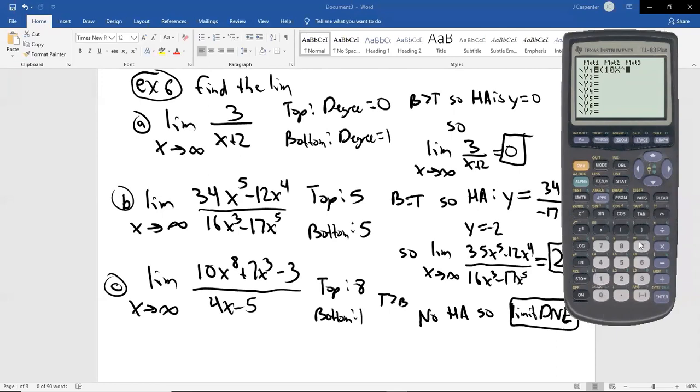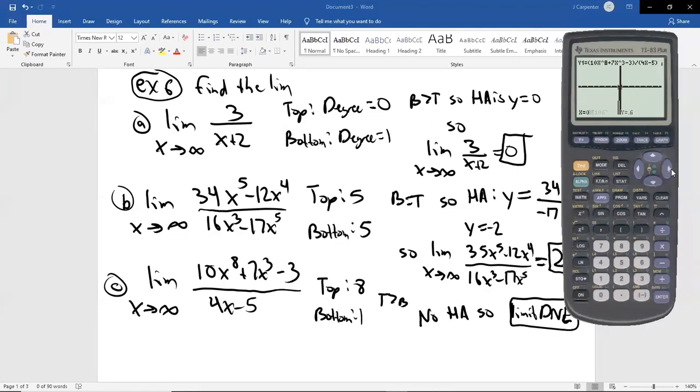10x to the 8th plus 7x to the third minus 3, close, divided by parentheses, 4x minus 5. Zoom 6. That's a standard zoom. And look at this thing. It doesn't seem to be flattening out in this window. Maybe we're just not in a good window, so let's zoom out. And again, you don't really see this thing flat anywhere.